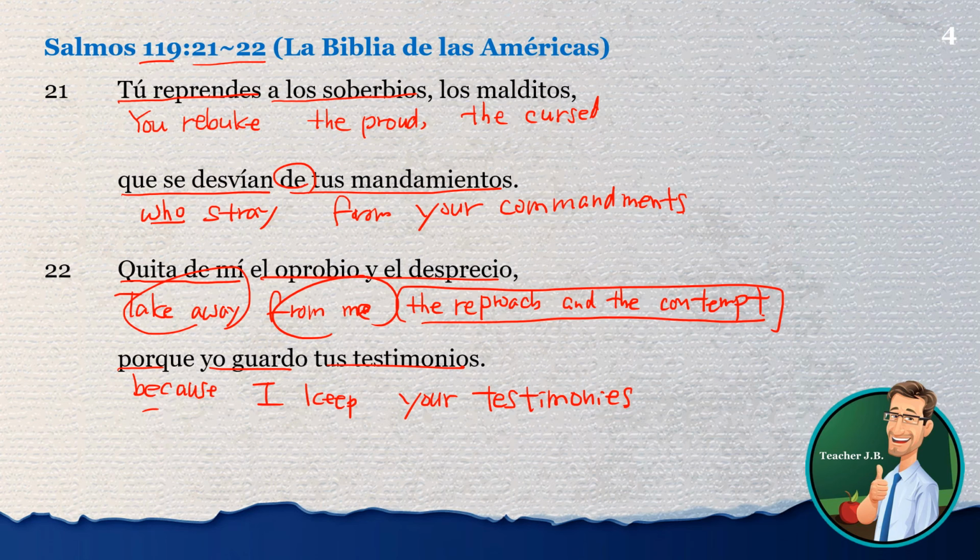Okay, let's read those verses one more time. Tú reprendes a los soberbios, los malditos, que se desvían de tus mandamientos. You rebuke the proud, the cursed, who stray from your commandments. Quita de mí el oprobio y el desprecio, porque yo guardo tus testimonios. Take the reproach and the contempt away from me, because I keep your testimonies.